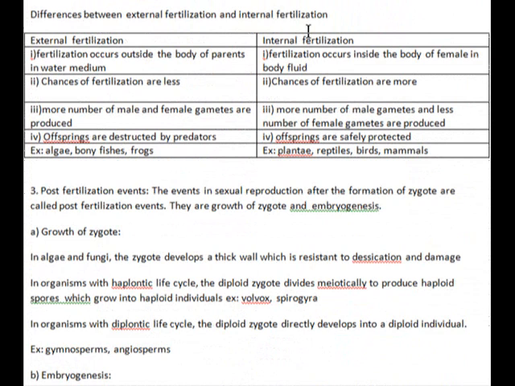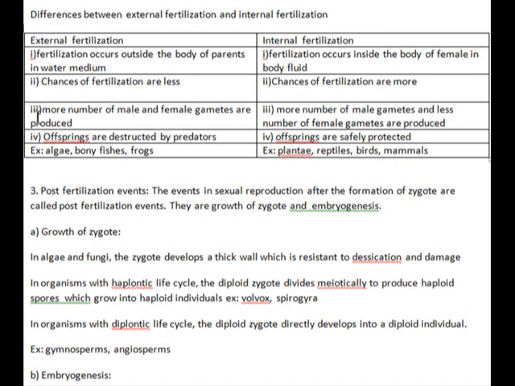Let us take the differences between external fertilization and internal fertilization. Point number one: under external fertilization, the process of fertilization takes place outside the body of parents in a water medium, and in internal fertilization, the process of syngamy or fertilization takes place inside the body of the female, in the body fluids. Point 2: under external, chances of fertilization are less, and in internal, the chances of fertilization are more.